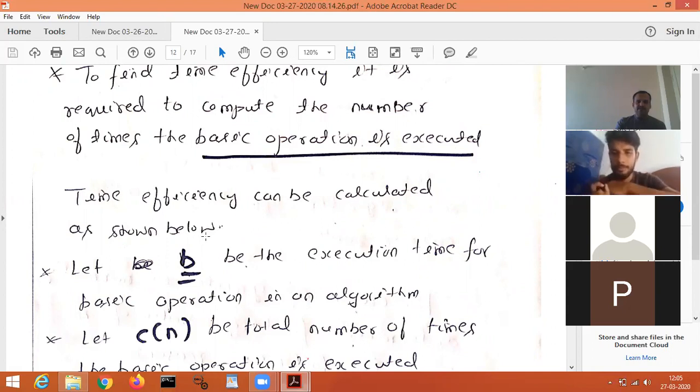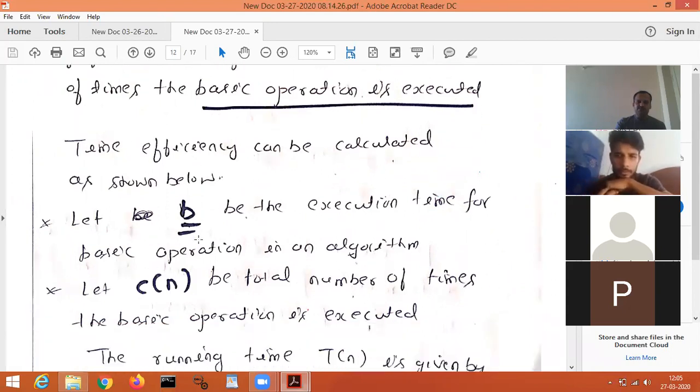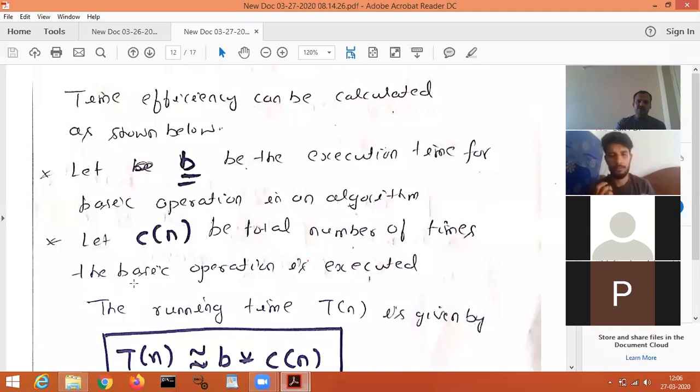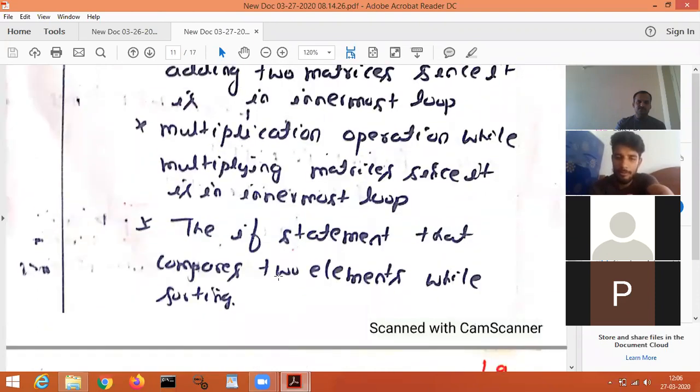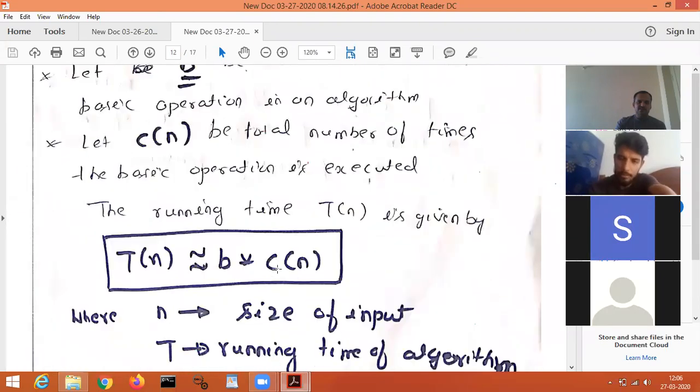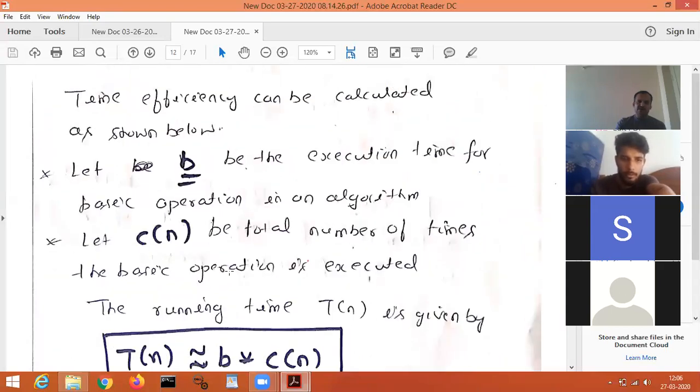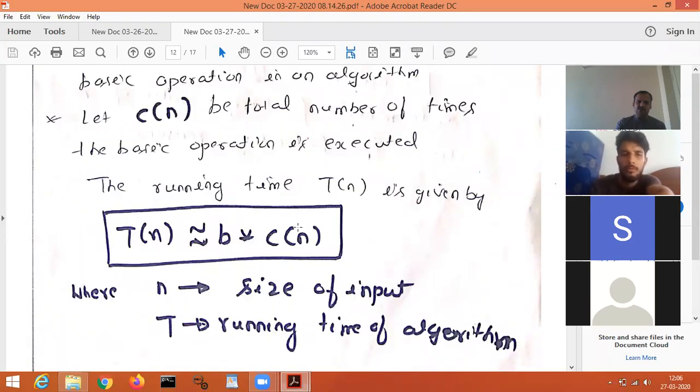Time efficiency can be calculated as shown below. Let B be the execution time of the basic operation, and let C of n be the total number of times the basic operation is executed. Then the time efficiency of any algorithm is given by this relation: T of n is approximately equal to B times C of n, where B is the time required to execute one basic operation and C of n is the total number of times the basic operation is executed.